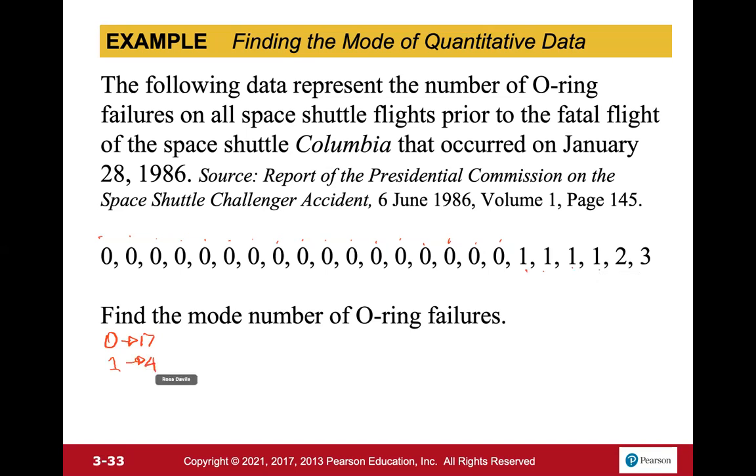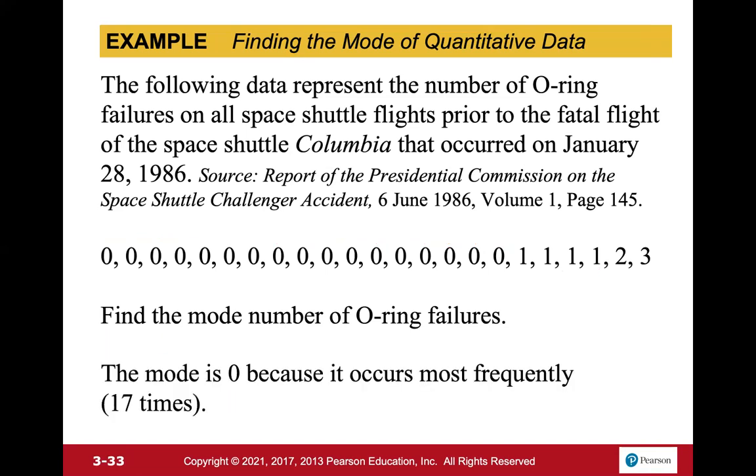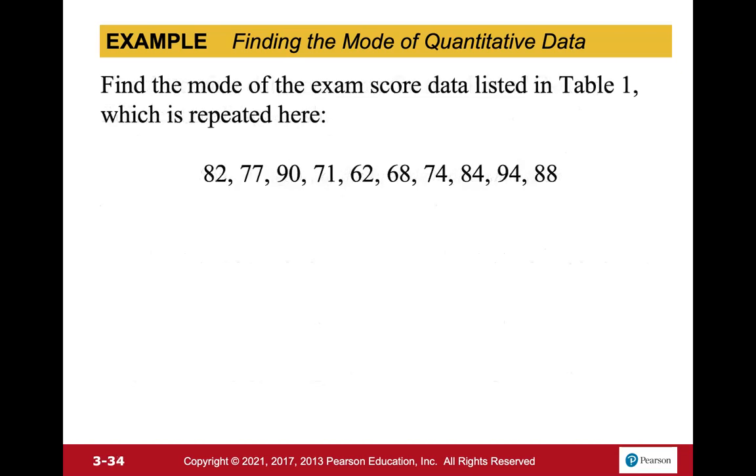So even though we have multiple ones, 1 is definitely not the mode. The mode here is going to be 0, because it occurs most frequently: 17 times to be exact. The other one, 1, just happened 4 times. So 17 times is greater than 4, so we would just say that it's 0. Now looking at this data set, find the mode of the exam scores data listed in table 1.